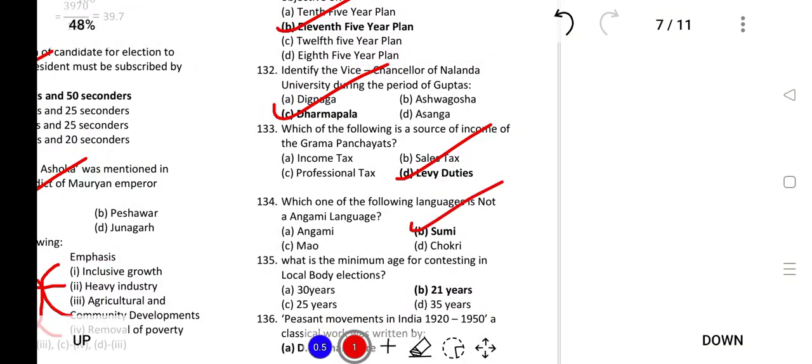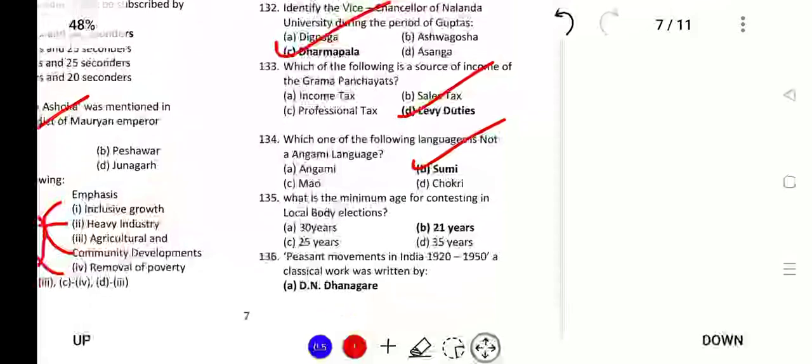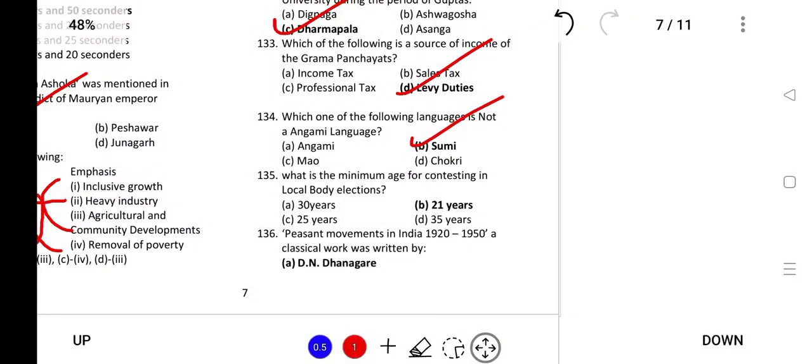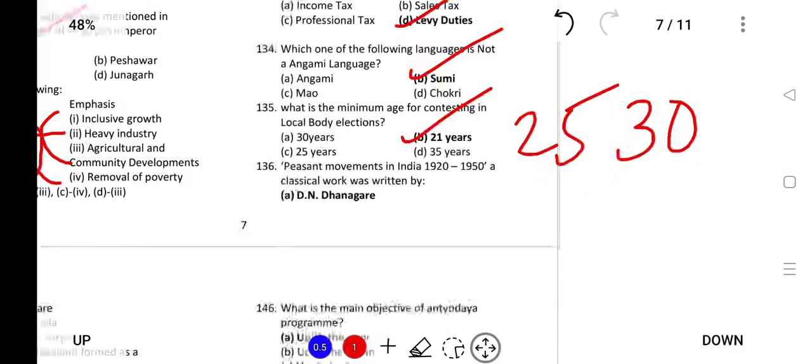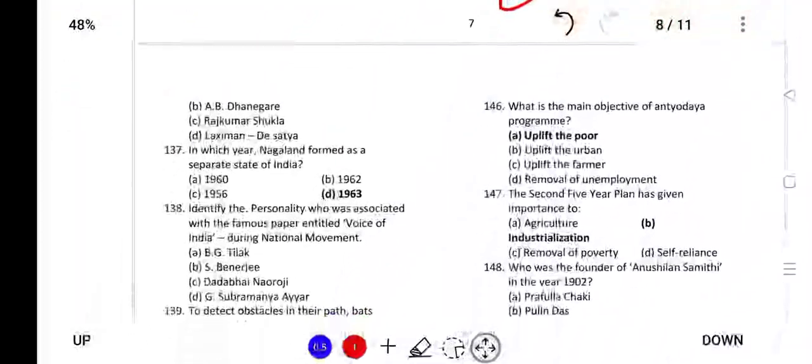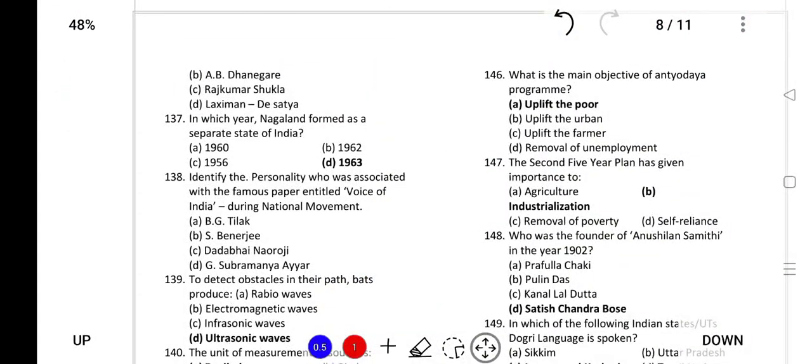Angami linguistic: the Sumi is not an Angami language. The minimum age of contesting local body election is 21 years, Lok Sabha 25, Rajya Sabha 30. Peasant movement in 1922, 1952. In which year was Nagaland formed as a separate state? 1963.